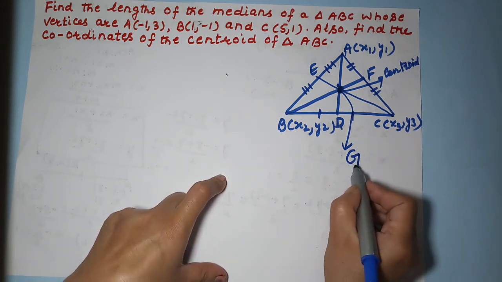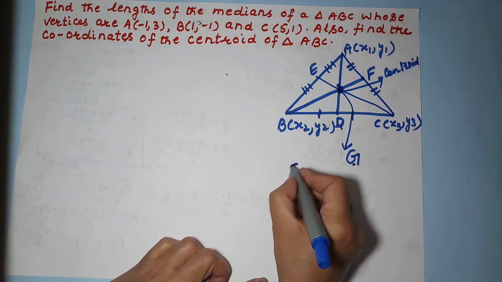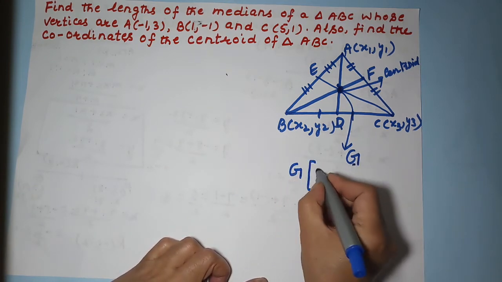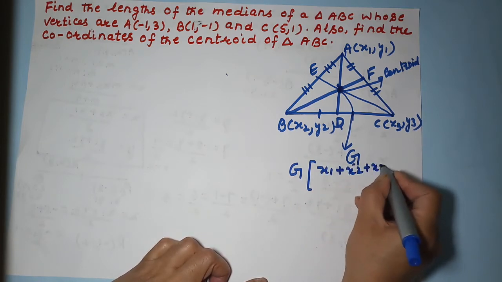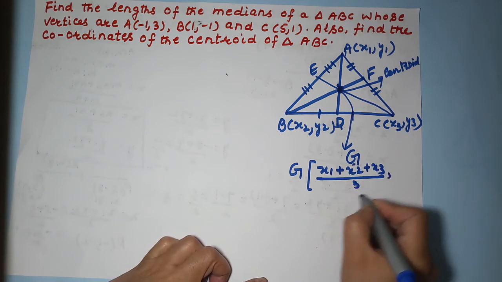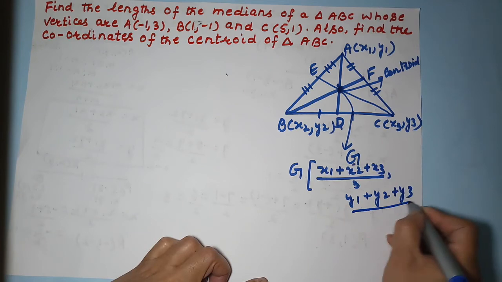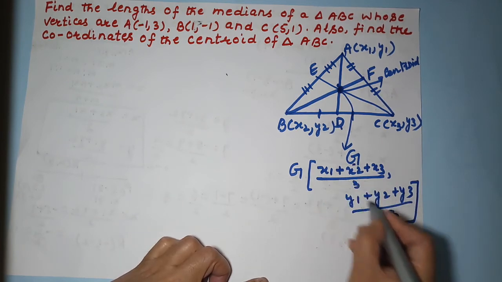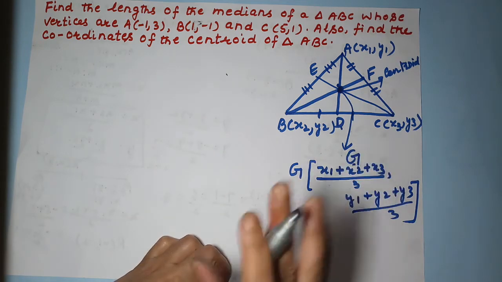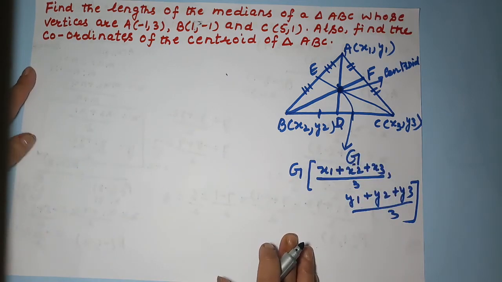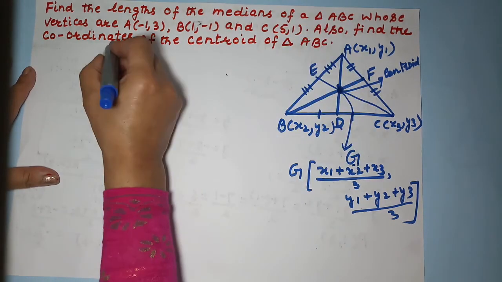Now the point is, how do we calculate the coordinates of this centroid? So coordinates of this centroid are calculated as x1 plus x2 plus x3 by 3 and y1 plus y2 plus y3 by 3. This is how you calculate the x and y coordinate of a centroid, right? Okay. Now let's go back to the question. He's saying that find the lengths of the medians of triangle ABC.